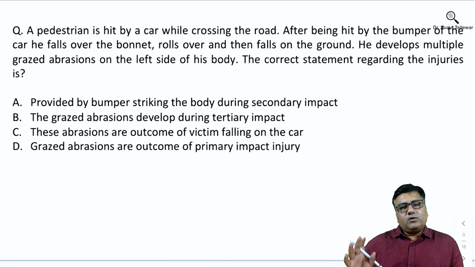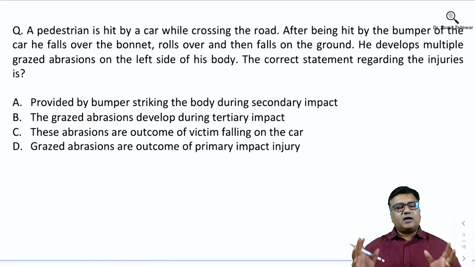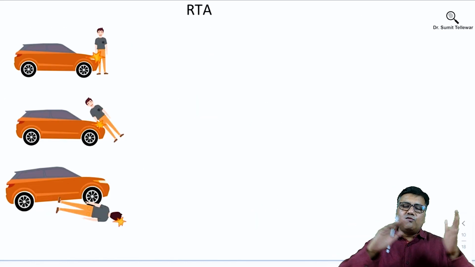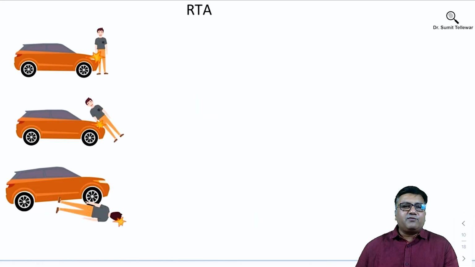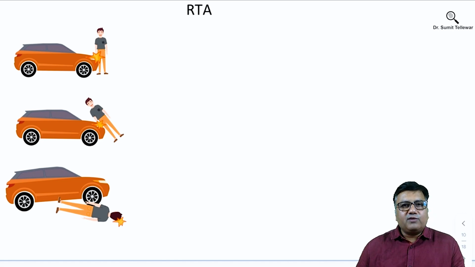You know, to answer this question correctly, first of all, we need to understand all the phenomena that happen during a road traffic accident. And the situation is that there is a pedestrian who has been hit by a moving vehicle. So let's understand that phenomenon. So consider this pedestrian who is being hit by the moving vehicle.